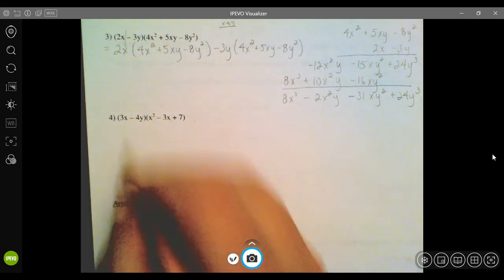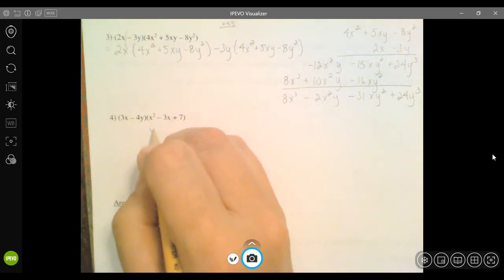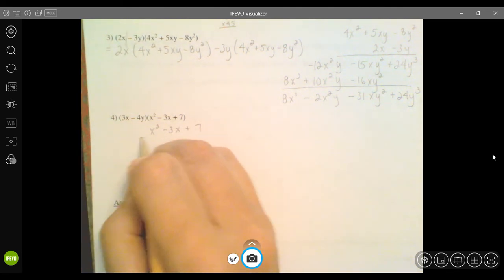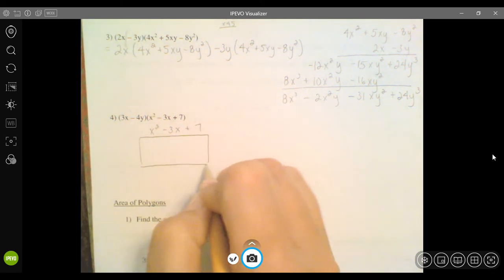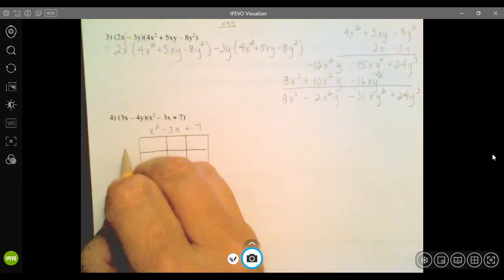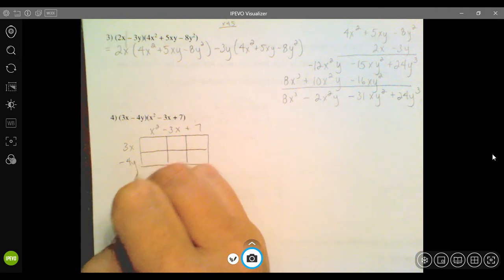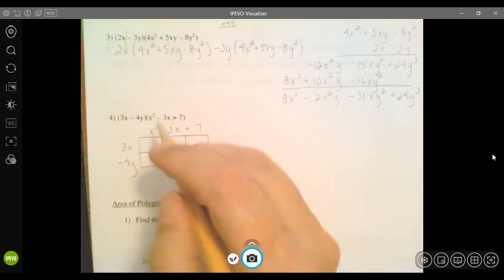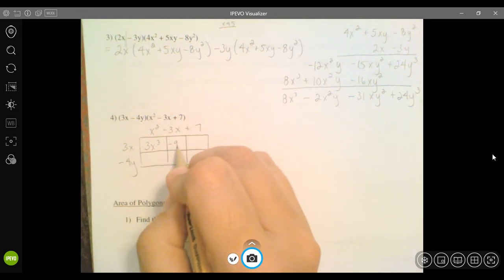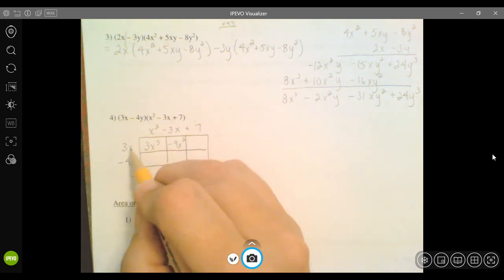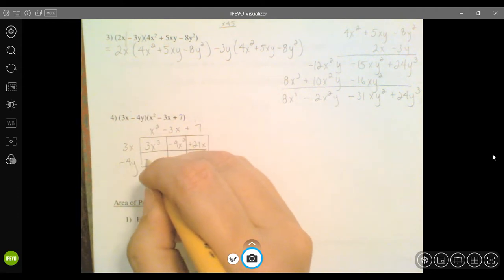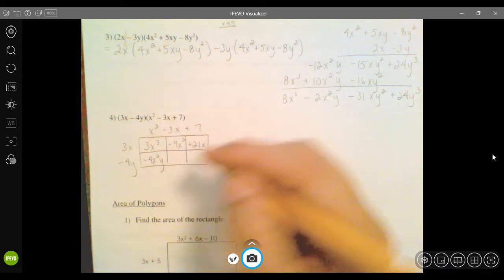And while you think of that, I'm going to go ahead and do this one with the box method because I'm getting kind of tired, and I think most people prefer this one. So we'll do 3x minus 4y. So 3x times x squared is 3x cubed. 3x times negative 3x is negative 9x squared. 3x times 7 is 21x. Negative 4y times x squared is negative 4x squared y.